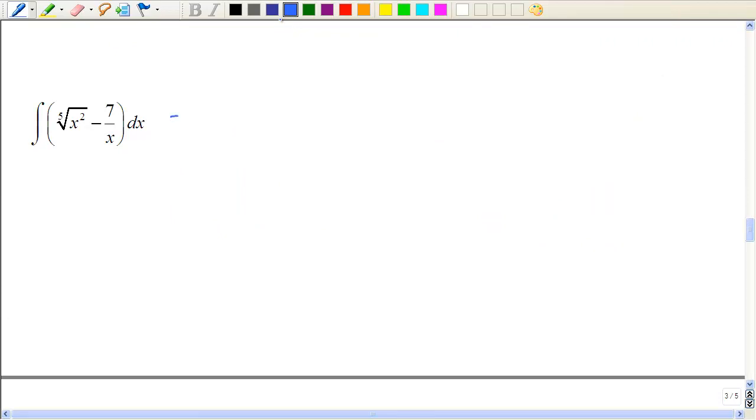Anytime you see a radical, just like we did in derivatives, we want to rewrite that as an exponent. So remember that's x squared, and to the 5th power that's going to go underneath, minus, and I'm going to take that constant of 7, and that's going to be 1 over x dx. So here we have the power rule, and here we have the natural log rule.